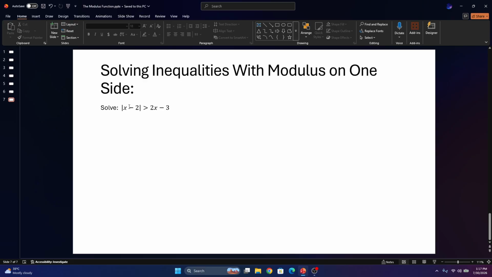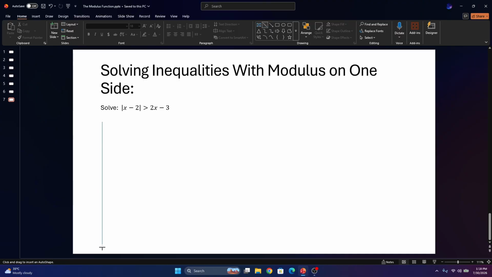However, this time the modulus is only on one side. To solve this, we are going to use the graphical method, which is where we draw the graph of both of these expressions, this modulus graph and this straight line as well. Then we're going to find the point of intersection of these graphs. To do that, we are first going to draw the axes right here.